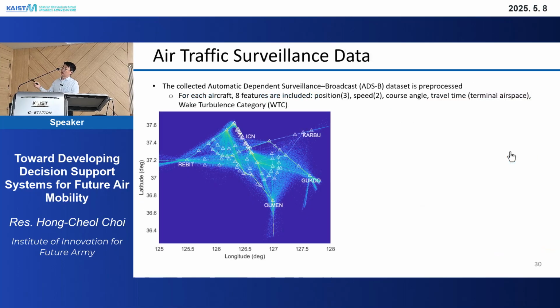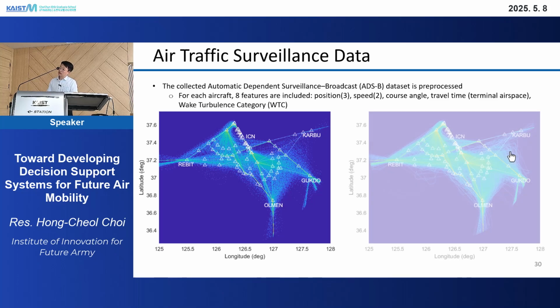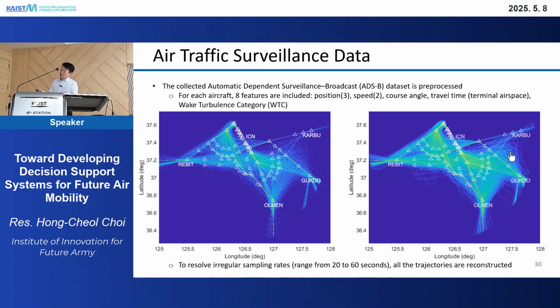And in order to test this proposed algorithm, we use this surveillance data set. This ADS-B data typically has 7 features, and I also included these wake turbulence categories for the arrival sequencing. And one issue is that it looks good, but actually it has some irregular sampling rate, ranging from 20 to 60 seconds. So in order to address this issue, we reconstruct all the trajectories like this, so that they have regular sampling rates based on regularized least squares optimization. And as you can see, it is much smoother with a much more regular sampling rate, around 1 second.